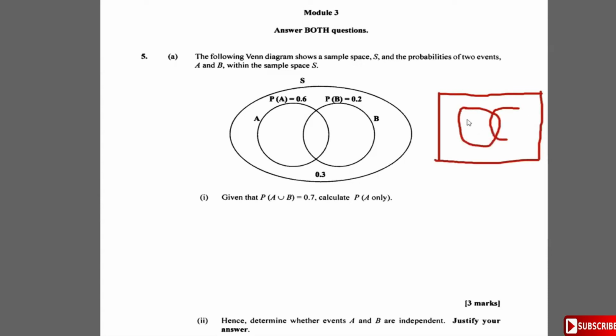This part is A only. They said the probability of A together is 0.6. I'm going to write this as 0.6 minus X. Then the intersection is X. And then B is 0.2 minus X. On the outside, all right, it's not written so well. I'm going to try and make some more space.